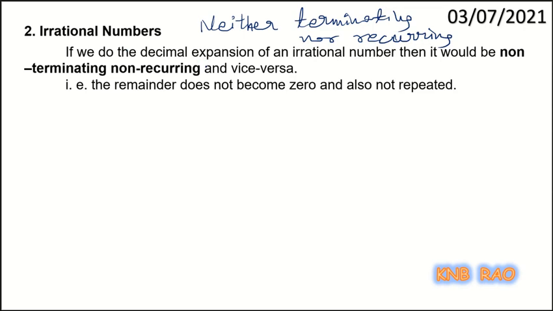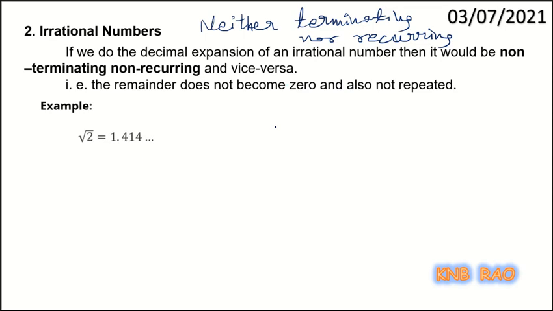I will repeat once again. We define an irrational number as a number whose decimal expansion is neither terminating nor recurring. Okay, children? So, the remainder does not become 0 and also does not repeat.